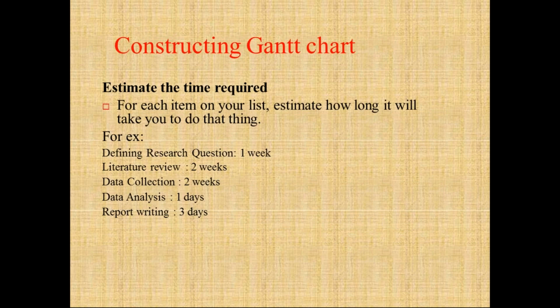So constructing a Gantt chart. This is the second step. We need to estimate the time required. For each item on your list, estimate how long it will take you to do that thing. So here is an example of this. First can be defining the research question. We can take that for 1 week. Second is the literature review. It can take 2 weeks. Then the data collection can take 2 weeks. Data analysis can take 1 day. Report writing can take 3 days. So we have estimated the time required to complete this.